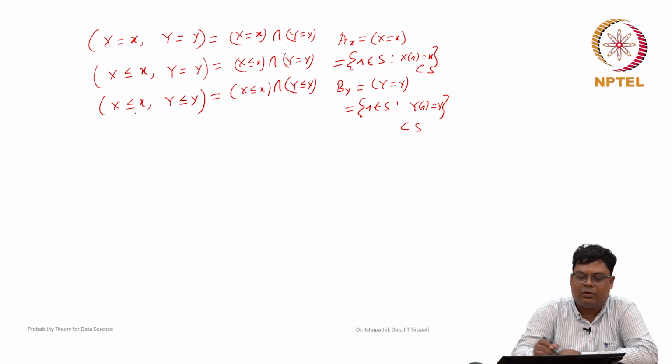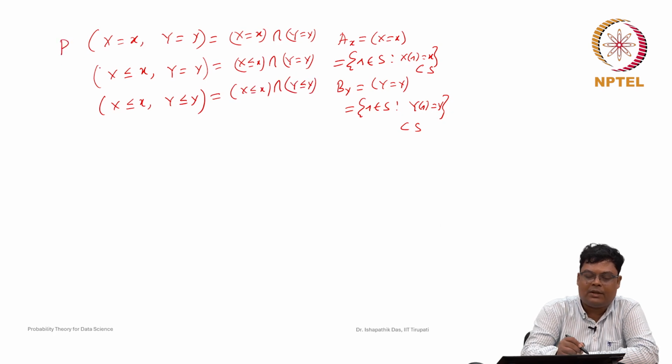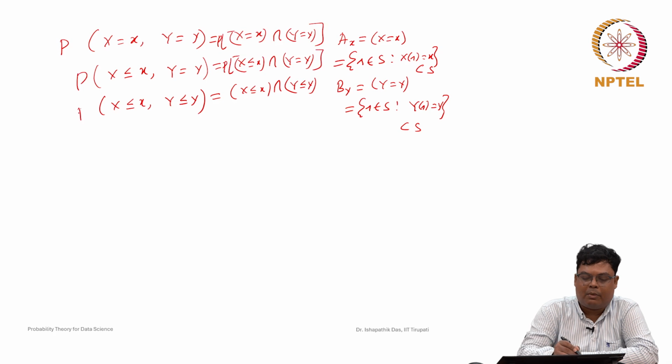So, then we can talk about this probability, which means we are talking about the probability of this event. This is just a notation, and you have to understand this notation.